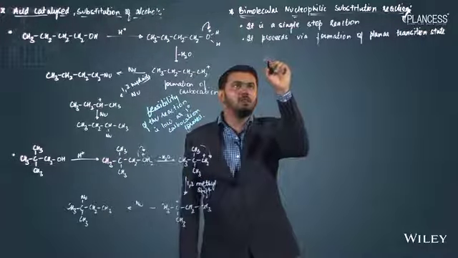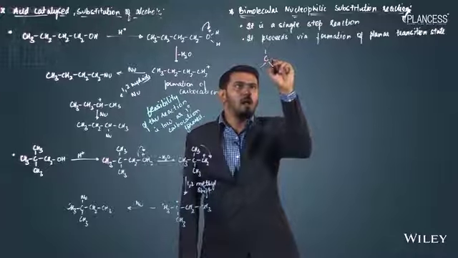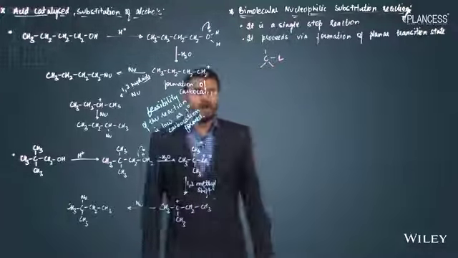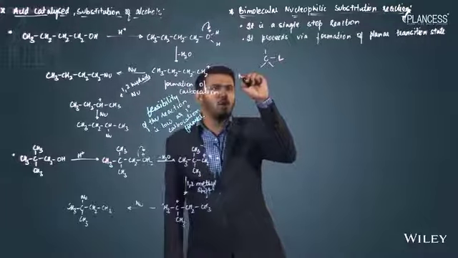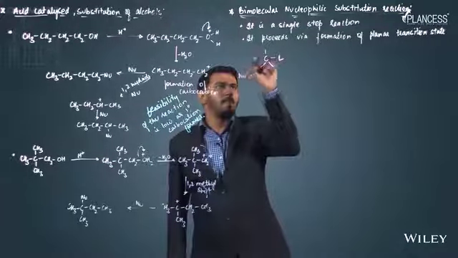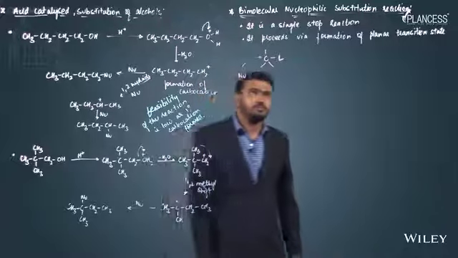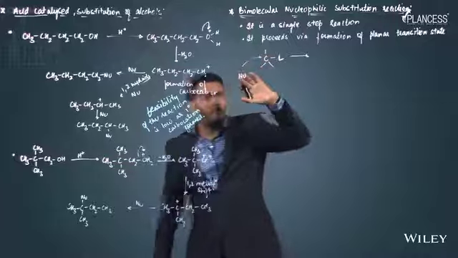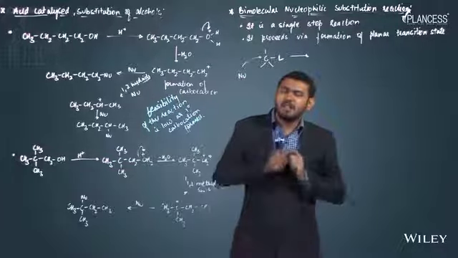Let's say this is your carbon and there is a leaving group which I am showing like this. Obviously it is an sp3 hybridized carbon. There is a nucleophile in the vicinity. It will come and attack. So what happens here is the formation of the bond starts taking place.